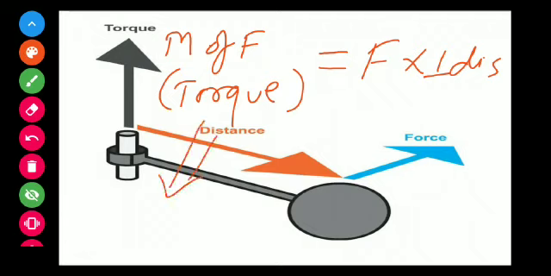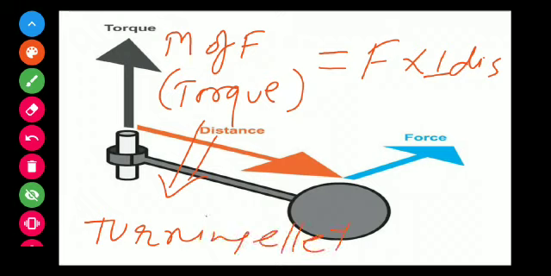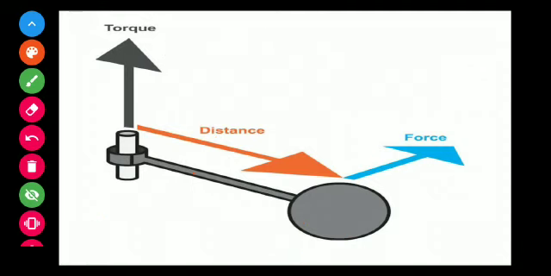Or in other words, we can also define torque or moment of force as a turning effect about a fixed axis. What is torque? What is the moment of force? Moment of force or torque is a turning effect. And what is the mathematical formula of turning effect or torque? Torque is equal to force into perpendicular distance. Now next, this torque is a vector quantity.